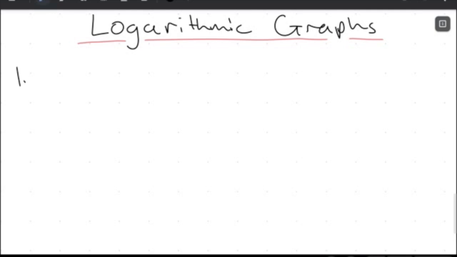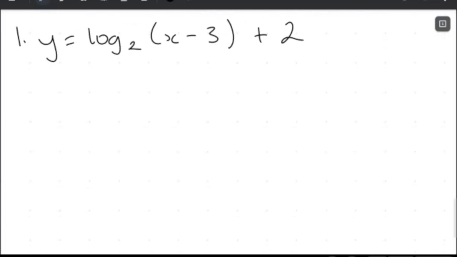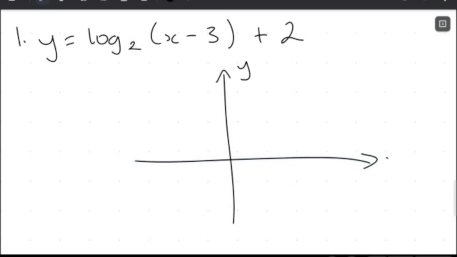The first one is we want to draw the graph of y equals log to the base 2 of x minus 3, plus 2. Okay, so this is our first graph, and like we've done with a lot of previous graphs, we start with our basic graph and then apply the transformations. We're going to do the exact same thing here.